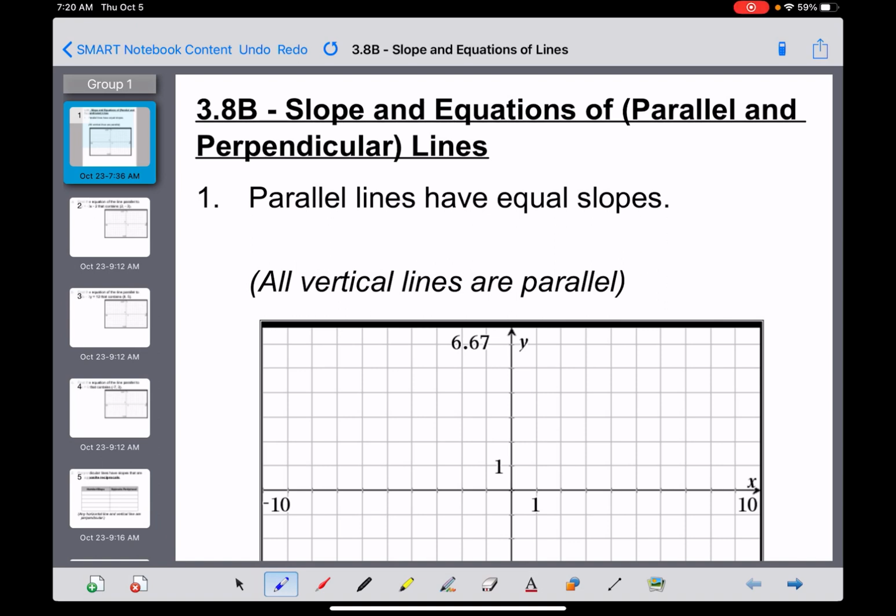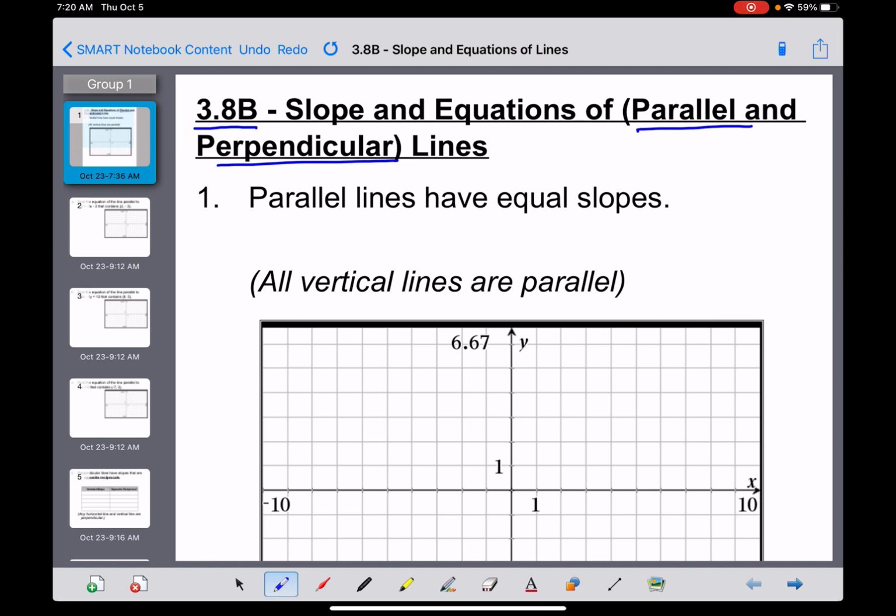All right, guys, so after we spent a really long time going through what I called section 3.8a, which was really just kind of refreshing us on a lot of things that hopefully we learned and maybe even remembered some of from last year in Algebra 1, we're now finally ready to move on into the real purpose of this section being here in this chapter in geometry. So 3.8b is on the slope and equations of parallel and perpendicular lines.